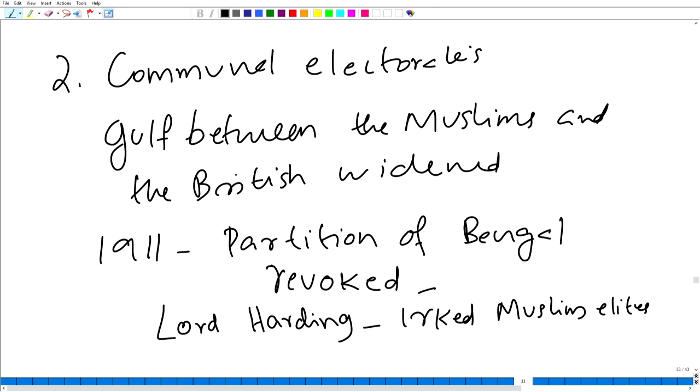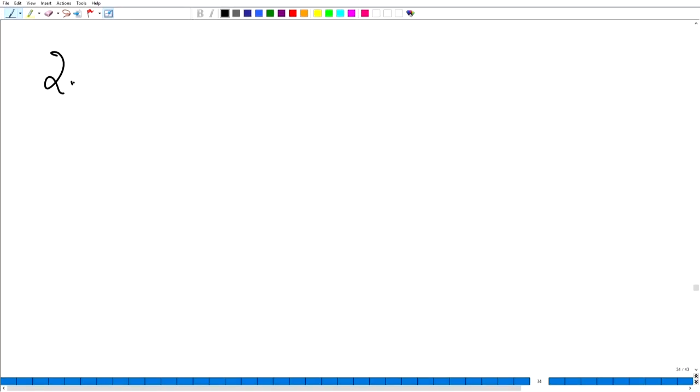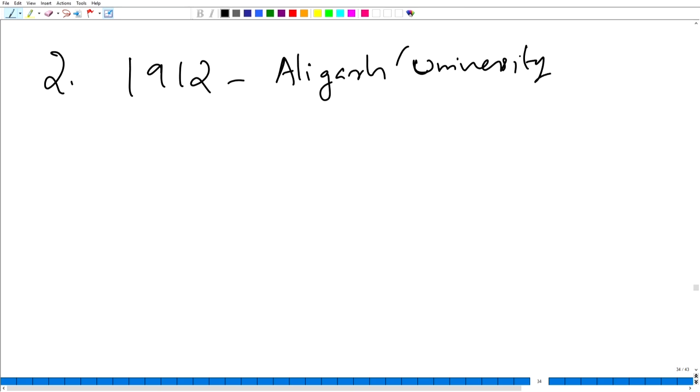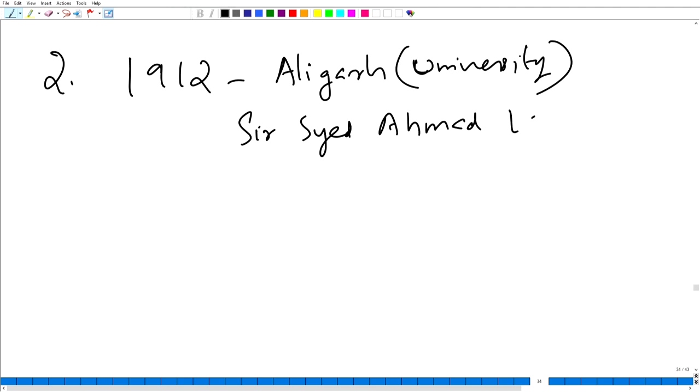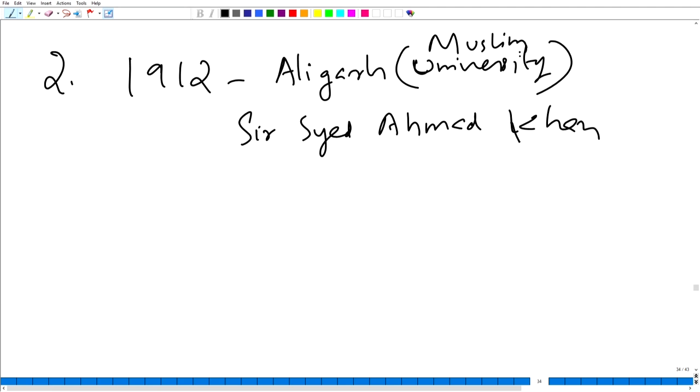The second reason why the gulf, the difference, between Indian Muslims and the British widened. In 1912, Sir Syed Ahmad Khan submitted an application to the British government to start a Muslim university at Aligarh. It was rejected by the British government. It also enraged Muslims.